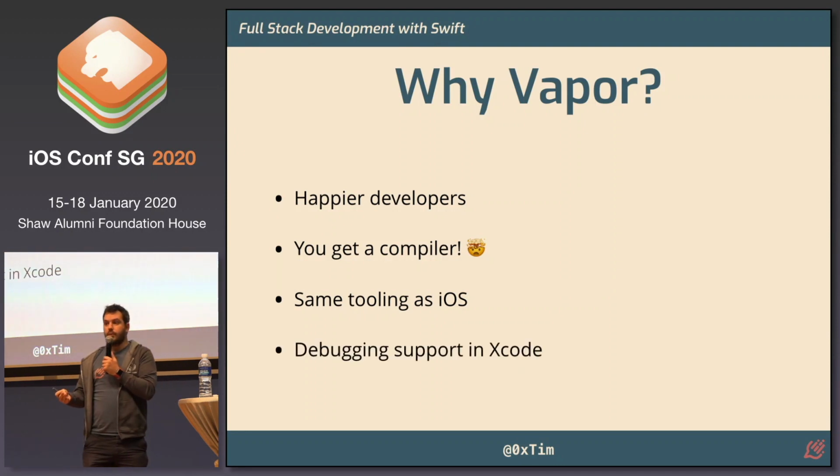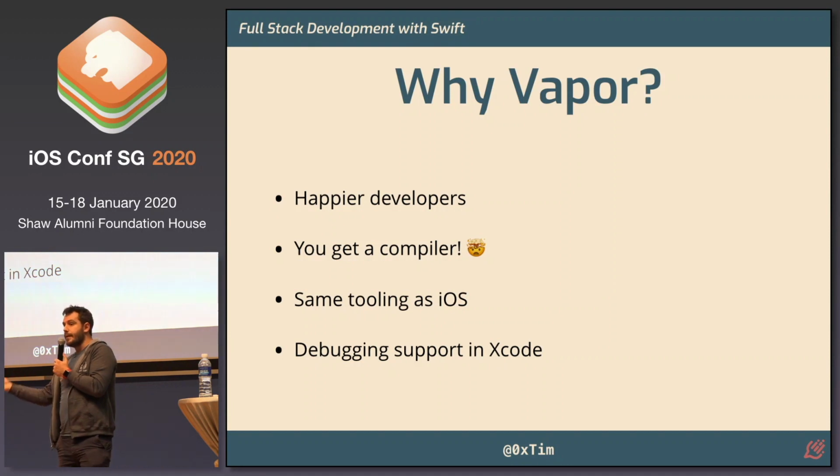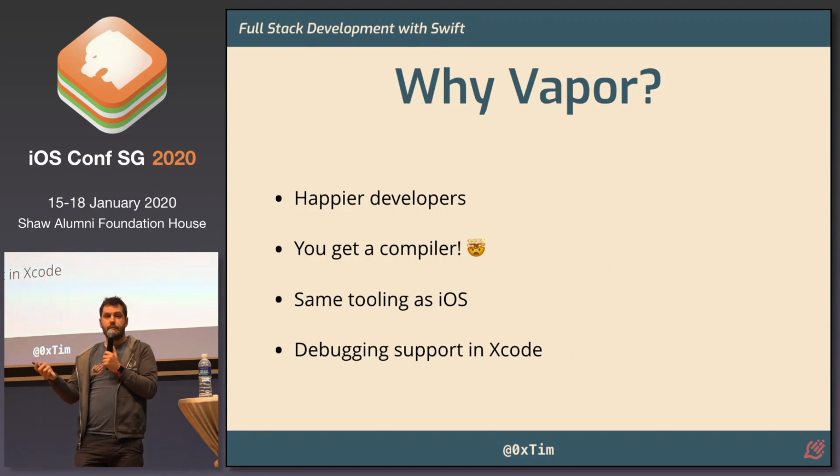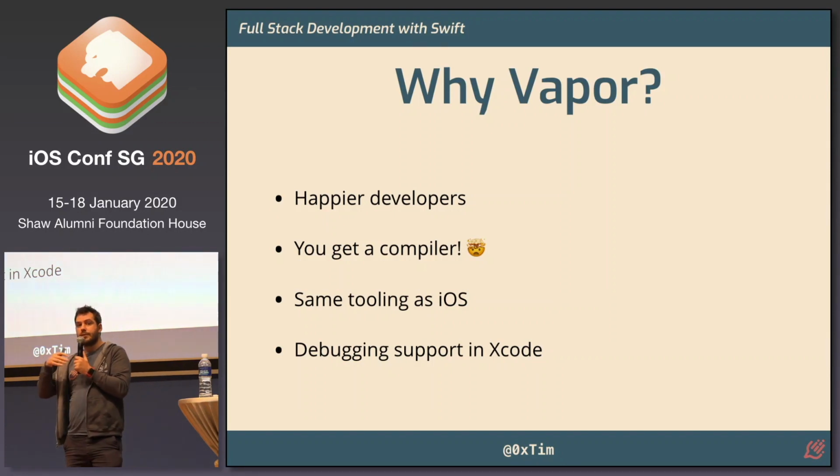And you can do exactly the same thing with the exact same tools writing server-side apps. You get debugging support in Xcode. So if you need to put a breakpoint in your code when you're handling network requests to work out what's going on, just put a breakpoint in and you can step inside. And because Vapor is written entirely in Swift, it's easy to understand what's going on and you can step in and find out what's happening.